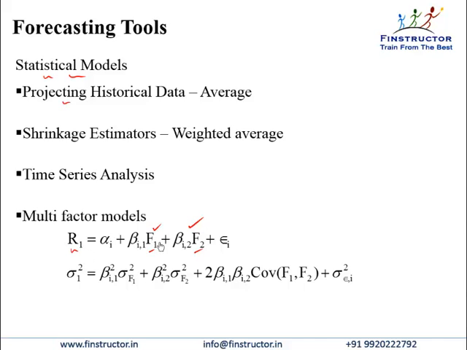If stock 1 has a sensitivity of beta i1 to factor 1 and beta i2 to factor 2, and I know the standard deviations of factor 1 and factor 2, then the risk of stock 1 can approximately be estimated as beta i1 squared sigma F1 squared, plus beta i2 squared sigma F2 squared, plus 2 beta i1 beta i2 covariance of F1 and F2, plus some idiosyncratic risk of stock 1. So the market risk of stock 1 can be estimated by this equation.